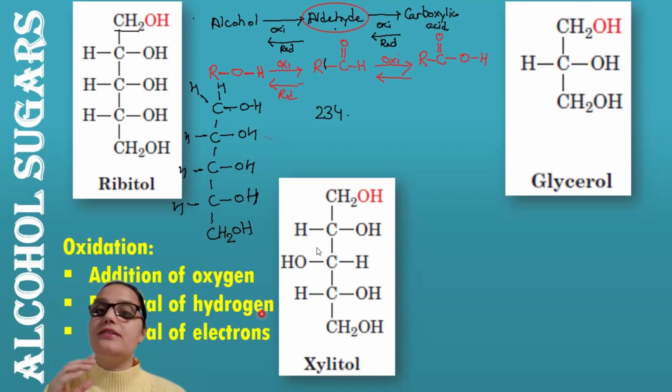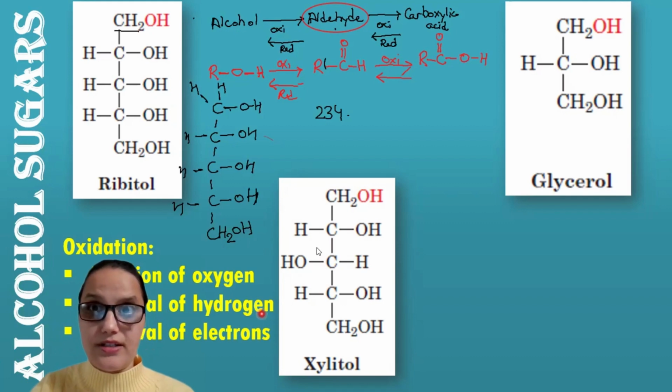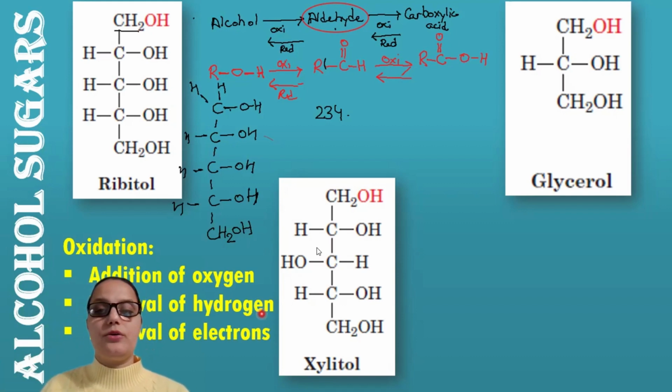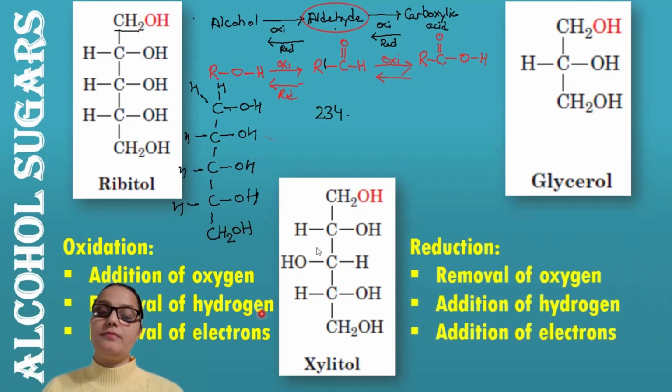And similarly, there may be a case where there is no addition of oxygen and no removal of hydrogen, but still oxidation can happen when there is a removal of electrons. Let's go to the reduction. Oxidation is addition of oxygen, so reduction is the opposite of it. So it is the removal of oxygen, basically, from any atom.